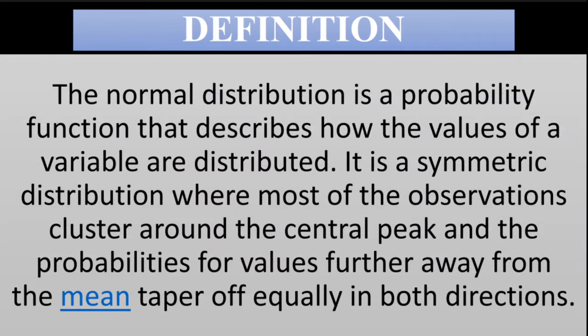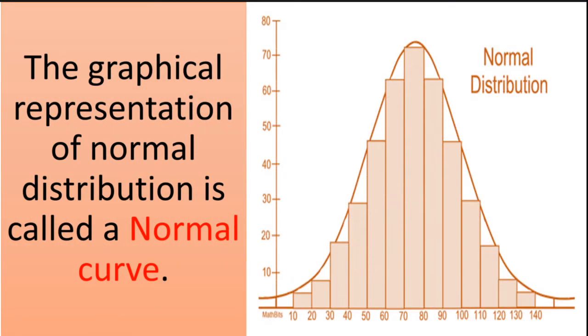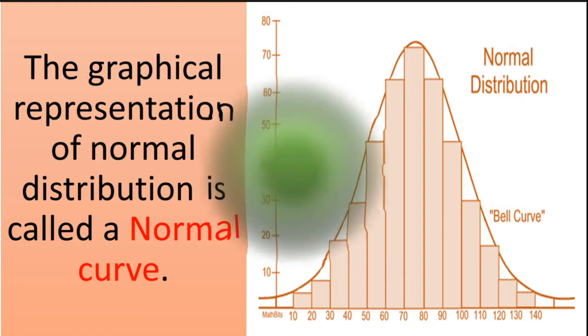The normal distribution is a probability function that describes how the values of a variable are distributed. It is a symmetric distribution where most of the observations cluster around the central peak and the probabilities for values further away from the mean taper off equally in both directions. The graphical representation of normal distribution is called a normal curve. It can also be called a bell curve because of the shape of its graph.